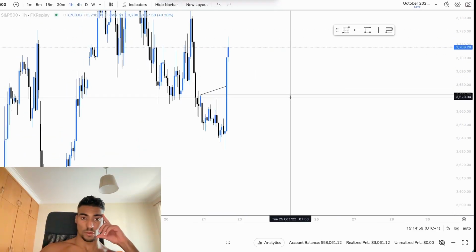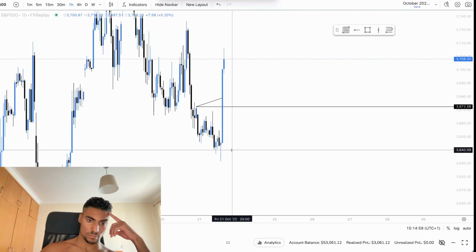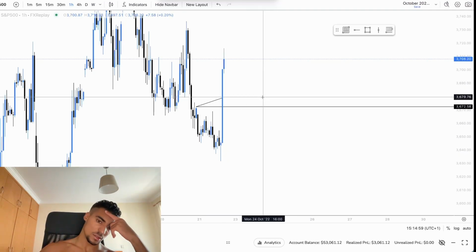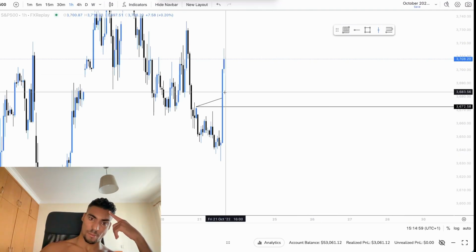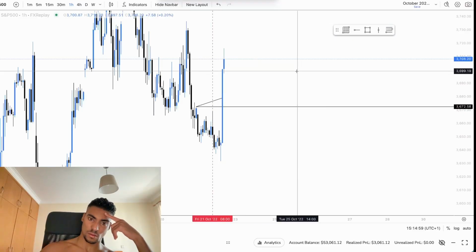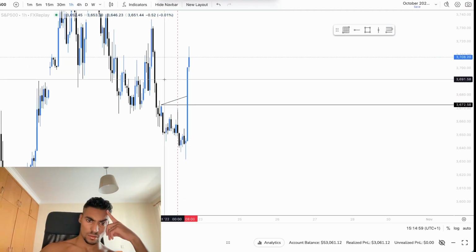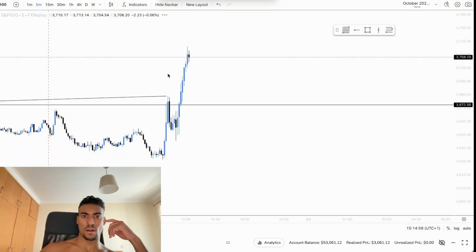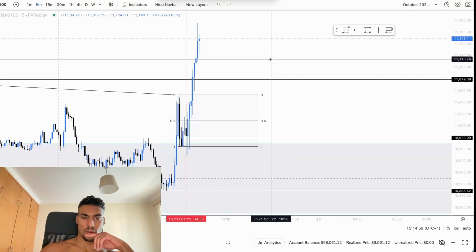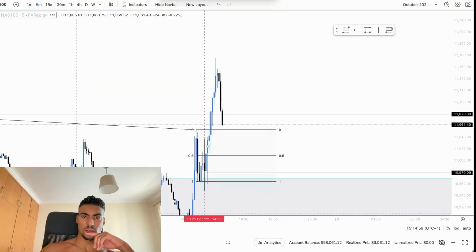The overall trend was bullish. Manipulated and reversed. So yeah, my bias should have been bullish really. Yeah, bias was bullish for the day. I'm quite a bit of an idiot for not seeing this, but it is what it is.